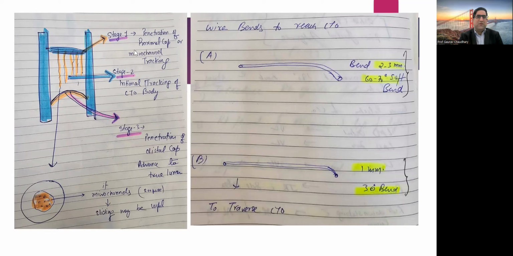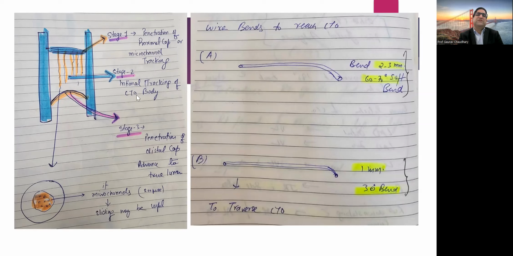So in stage one or phase one, we can see on the left side of the figure, it is a CTO showing the stage one penetration of the proximal cap or microchannel tracking. Sliding comes here because many times we are not sure whether it is a fresh CTO or an old CTO. If the microchannels are about 200 micron, then tapered-tip hydrophilic wires like Filter XTR can cross. These are the wires we can use, and many times they can go from the proximal cap of the CTO through the CTO body to the distal lumen.